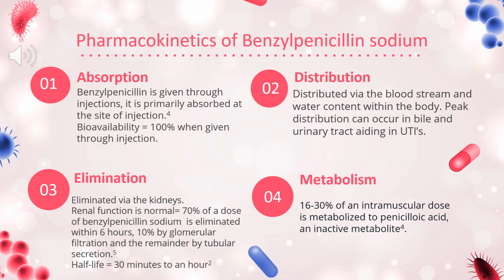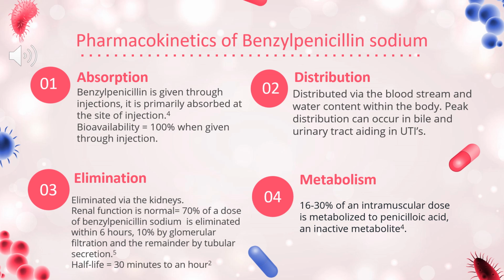Distribution. Distributed via the bloodstream and water content within the body, it penetrates tissues and fluids such as the cerebrospinal fluid, allowing it to be a fast-acting drug. Peak distribution can occur in bile and the urinary tract, aiding in UTIs.